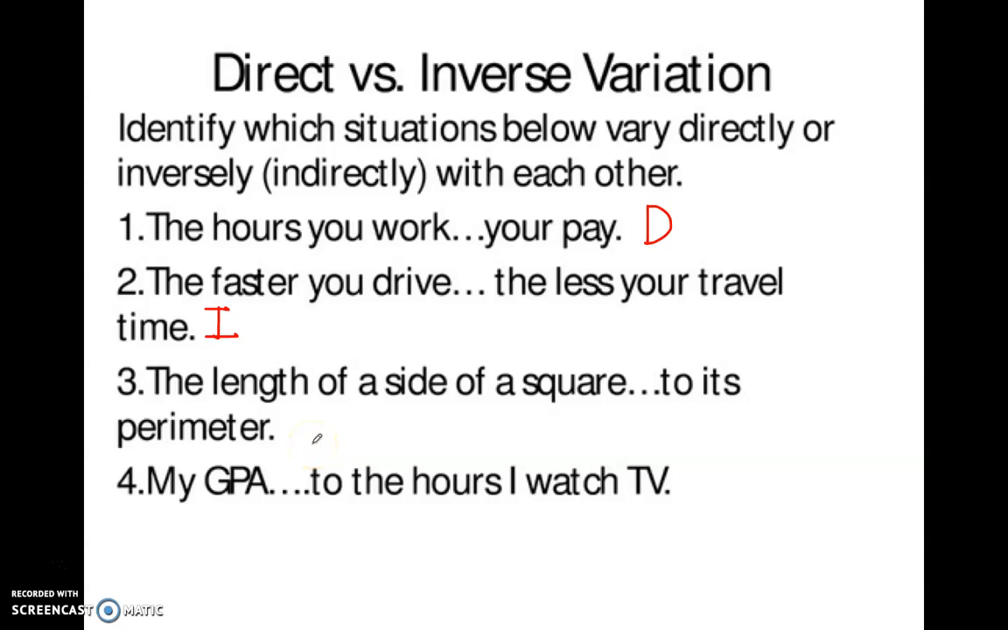And number three, the length of a side of a square. As you increase the length of each side, what happens to the perimeter? The perimeter also increases, therefore this is direct. And number four, your GPA compared to the hours that you watch TV. Basically, if you increase the number of hours that you watch TV, you should decrease your GPA. It might not be true exactly, but you get the idea. So this is an inverse variation problem. So that's the basics right there.